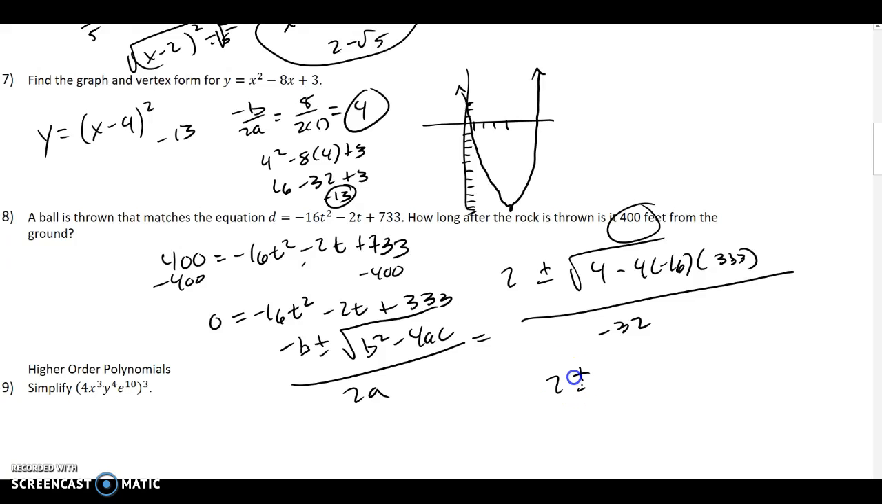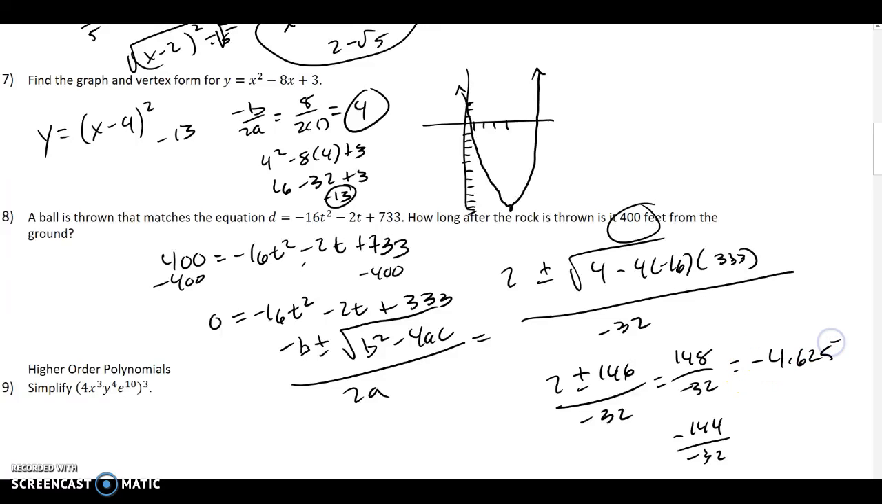So I get 2 plus or minus 146 over negative 32. So that means I'm going to have 148 over negative 32 and also negative 144 over negative 32. So 148 divided by 32 is negative 4.625 seconds. Negative 144 divided by negative 32 is going to be positive 4.5. And that's the answer we want.